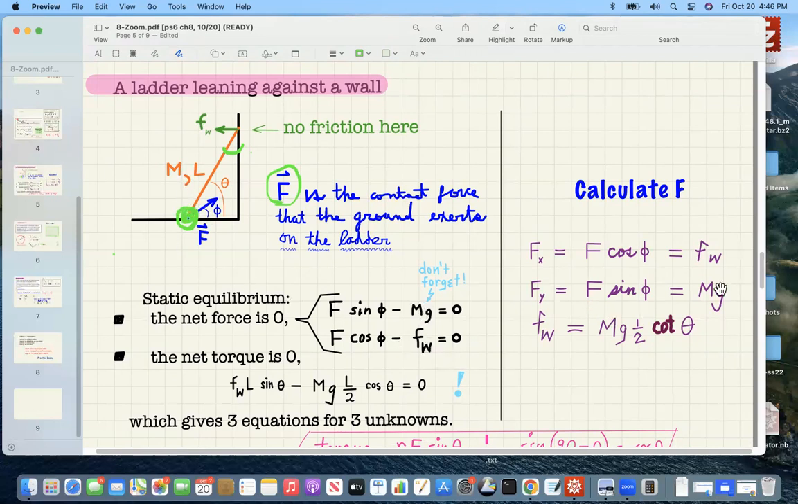mg. That's this equation. And then if I solve this equation for fw, move this to the other side of the equation, divide by L sine theta, fw is mg times 1 over 2, the L's cancel, cosine theta over sine theta is cotangent of theta. So you see I have 3 equations. This equation is, I guess, this one. This equation is this one. And this equation is this one.